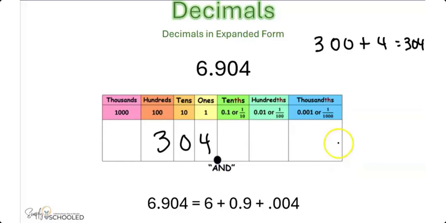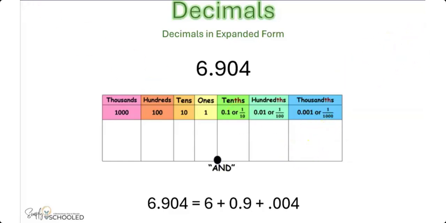So you've already learned how to use expanded form with whole numbers. Decimals follows the same exact pattern. And I will show you one other thing that you will come across. So let's go back to our problem here of 6 and 904 thousandths. Another way that you can write this, because remember, a decimal is a fraction. You could write this as 6 plus 9/10 plus 4 thousandths.